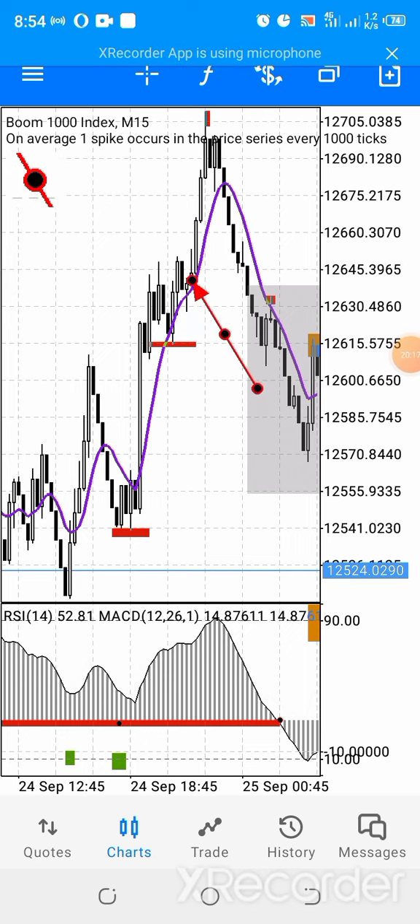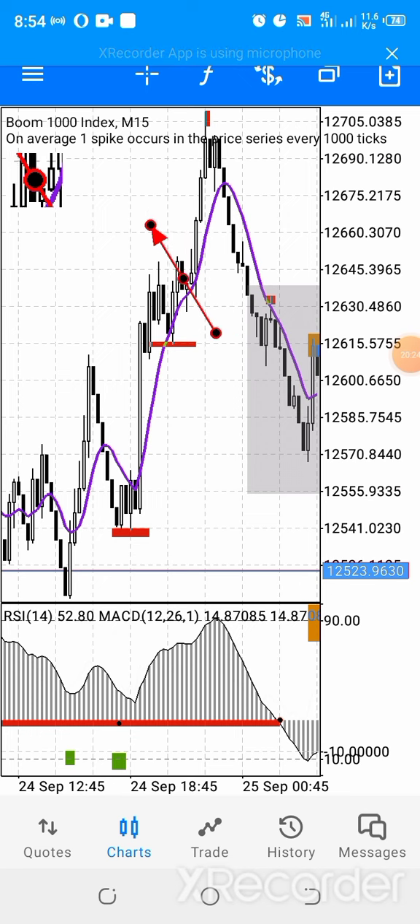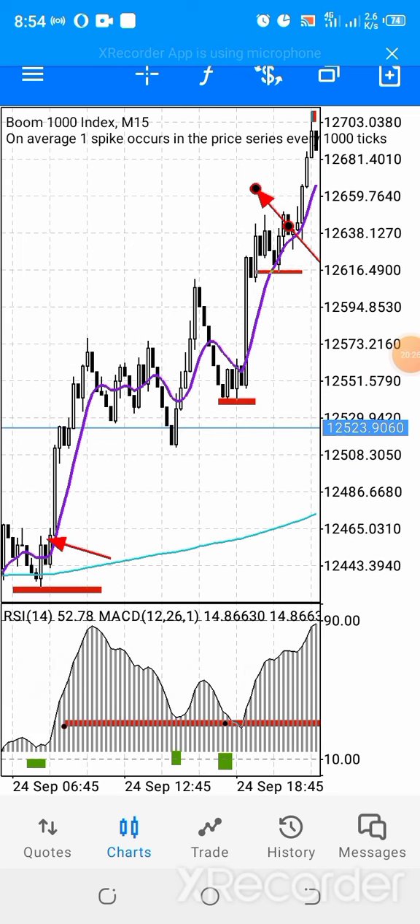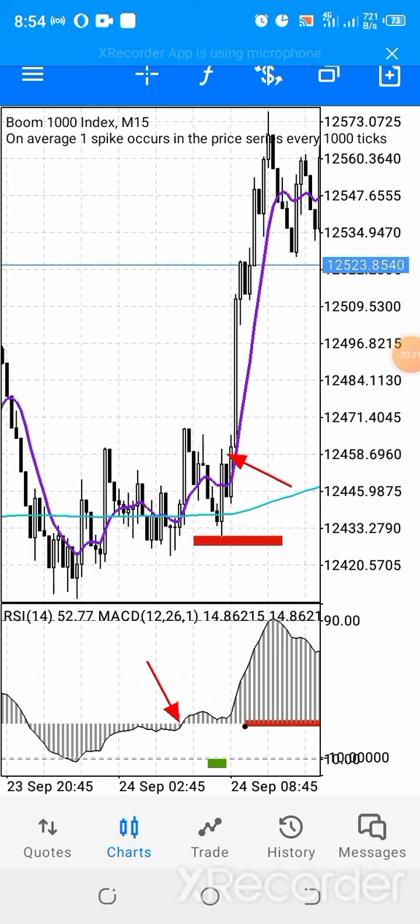See this. This was a retest here. Another one. This was a small candle retest, like I said, and it went all through. So that is how many examples? That's about 5 examples now. So let's go again.